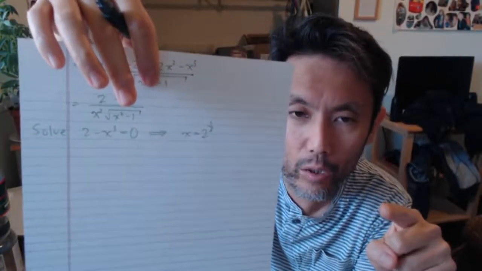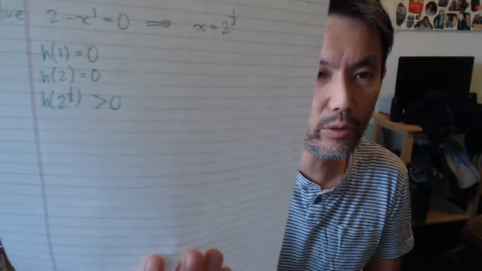And since this is a critical point, and since h is 0 at the endpoints of the interval, I know that x equal to 2 to the 1/3 corresponds to the absolute maximum of this function, right? So we know that h of 1 is 0. We know h of 2 is 0. And we know that h of 2 to the 1/3, I don't care to compute it, is positive. So this is me evaluating h at each of those 3 points. Therefore, x equal to 2 to the 1/3 is the absolute maximum.